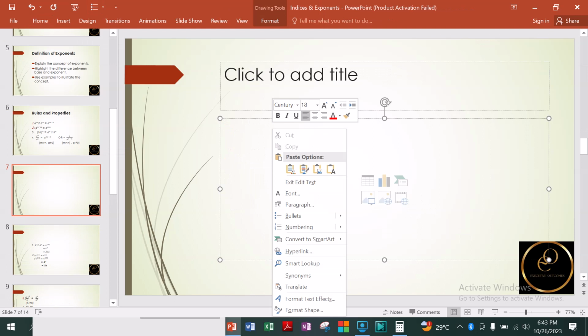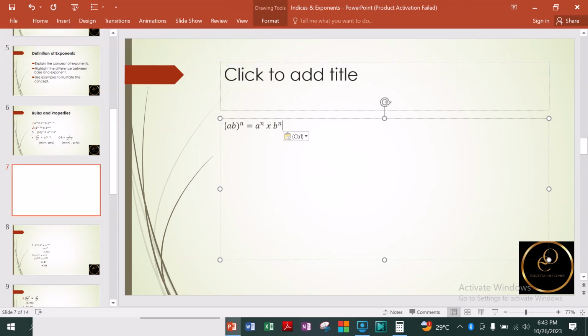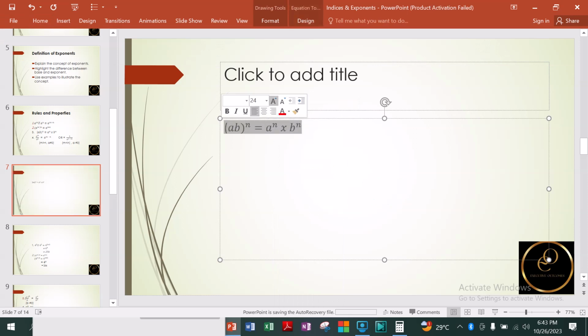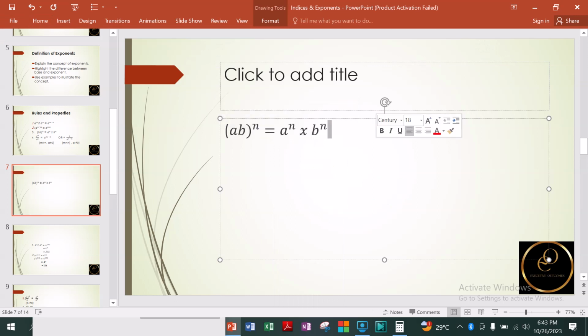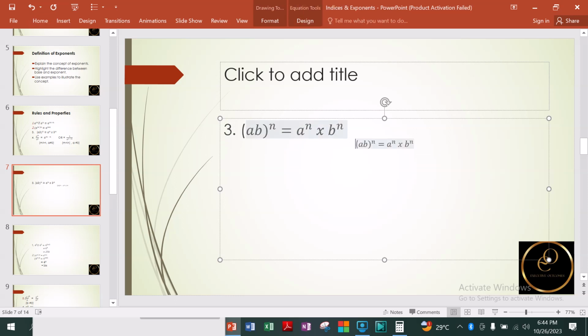Okay. We are looking at this type of property. That's the property we're looking at. So let's look at how we can apply this. Okay. This is property number 3.